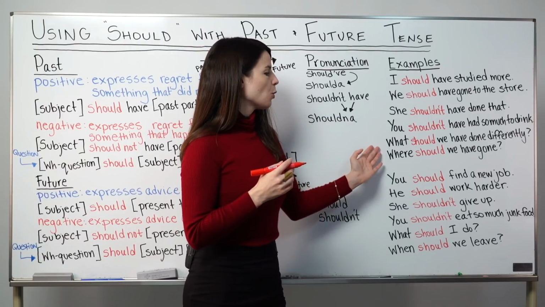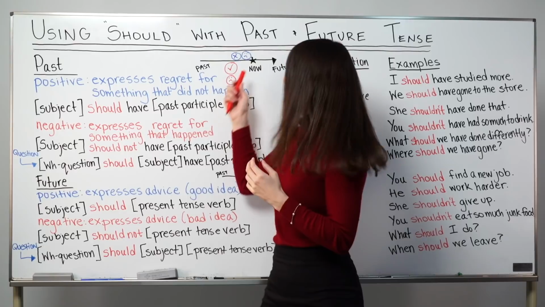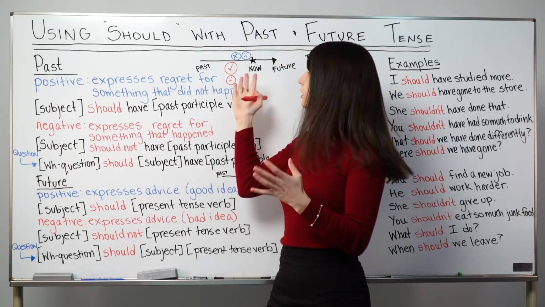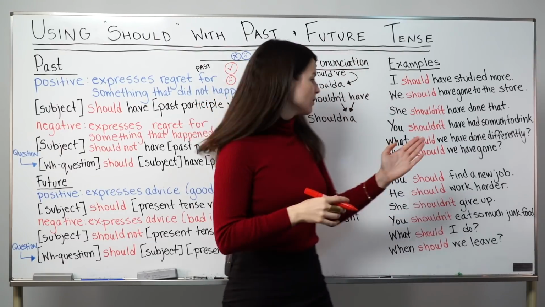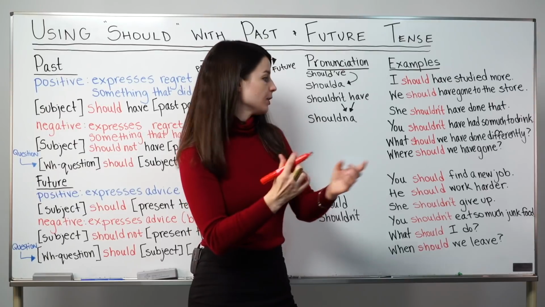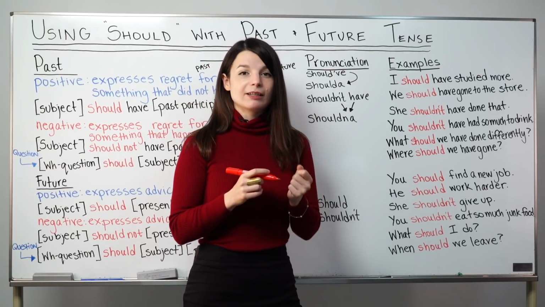When you're using a question like this, you're asking about something it would have been better to do in the past. So it's a question. That means an action happened, yes. And these questions are about improvements to that action. So here, for example, what should we have done differently?